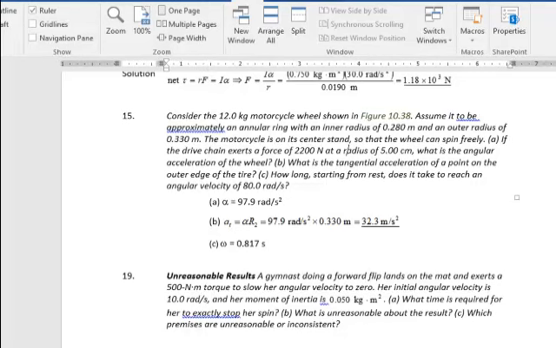Okay, and oops, there's actually a wrong symbol. I put a wrong symbol there. That's supposed to be time, not omega. There we go. All right, that was actually it for this one.